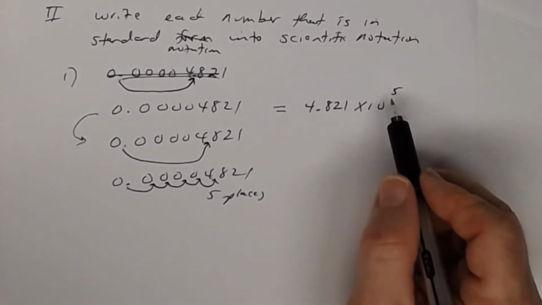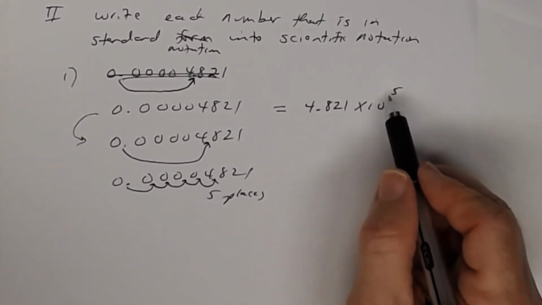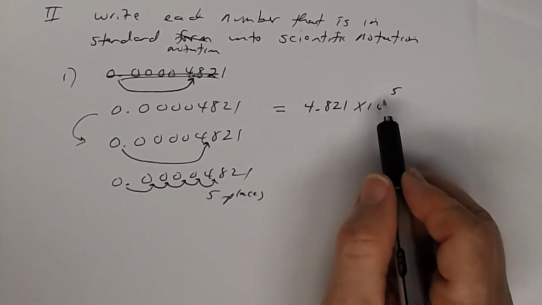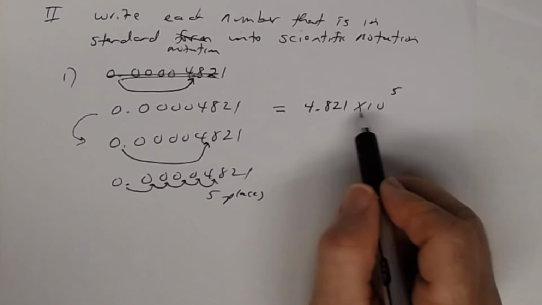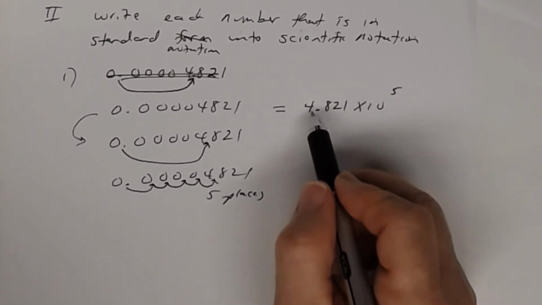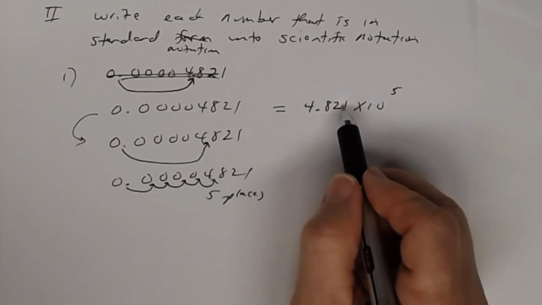If you put a positive 5, remember what that does. This is a positive power of 10, right? So if you leave it like this, what that means is that this number here that's in scientific notation has to be bigger than 4.81, right?